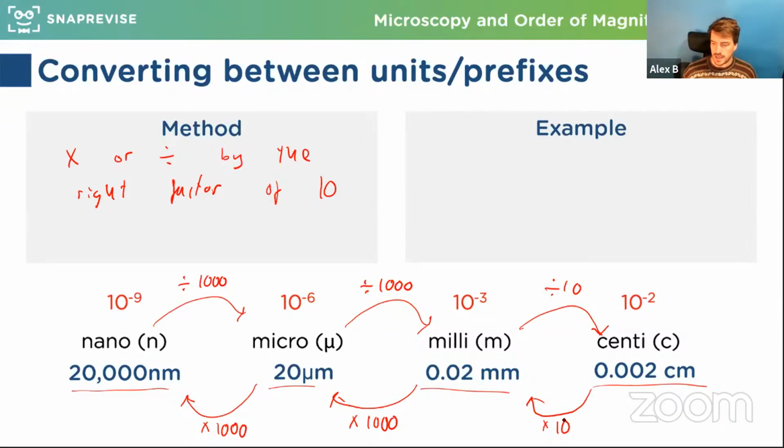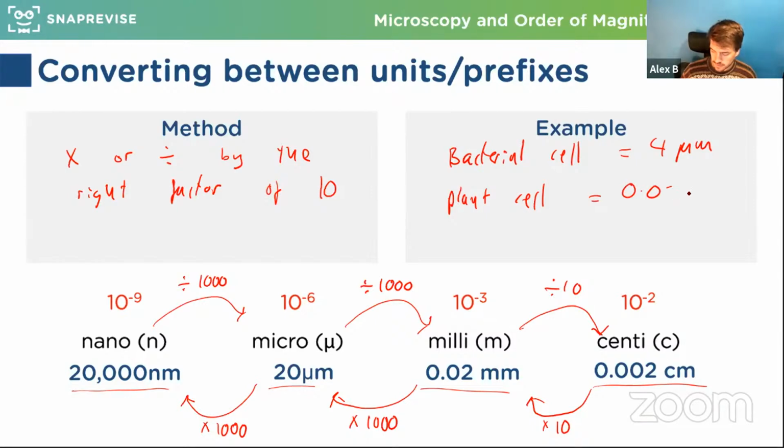So let's take an example. We've got a bacterial cell that is 4 micrometers long. And we've got a plant cell that is 0.02 millimeters long. Which of these is bigger, or how many times bigger?